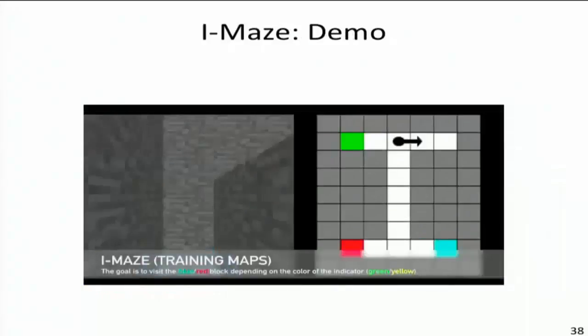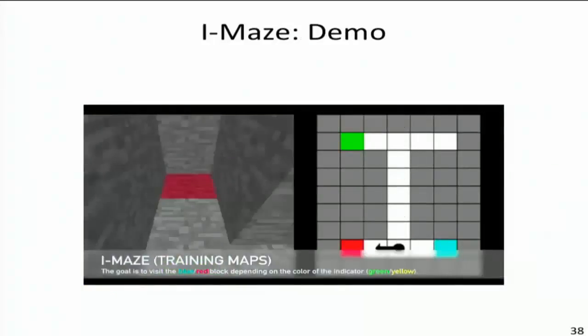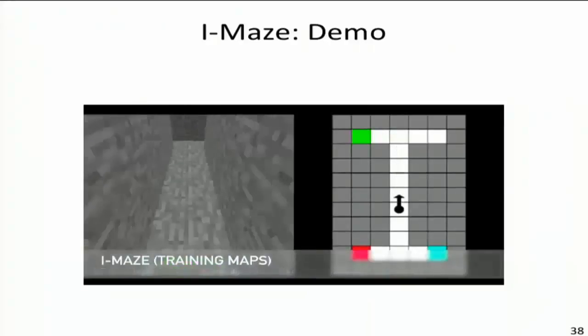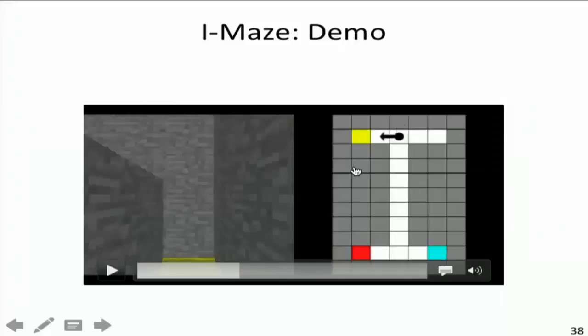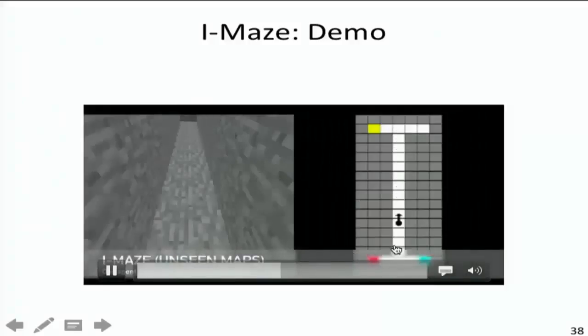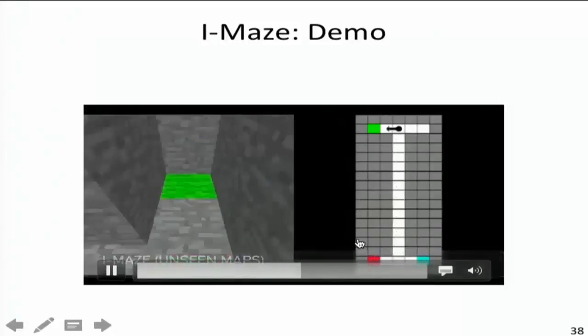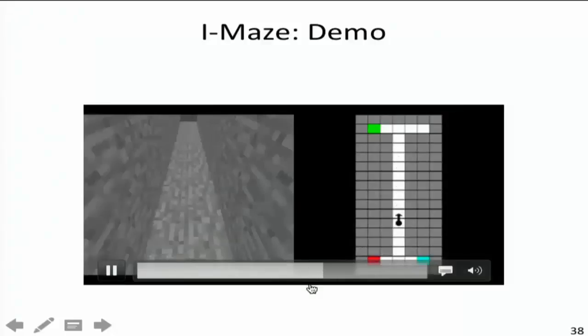And here are some video demos. When the agent starts the episode, usually it will try to look at the indicator block as an observation, and then it goes to the end of the corridor, and then it will make an informed decision based on the indicator block it has seen initially.